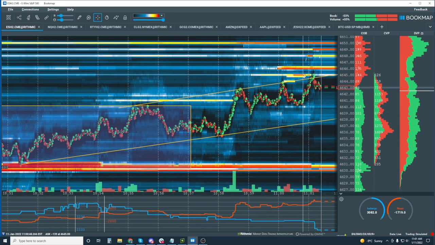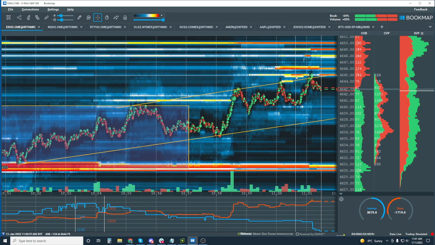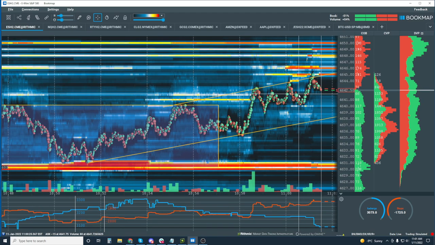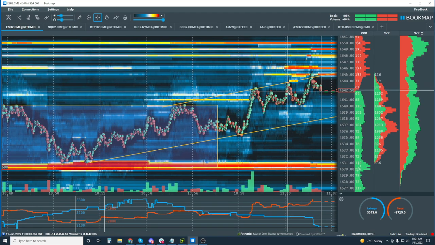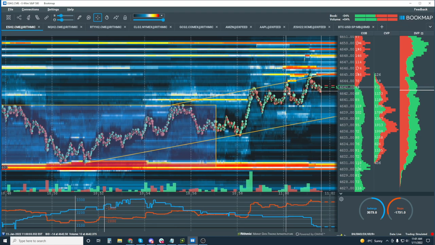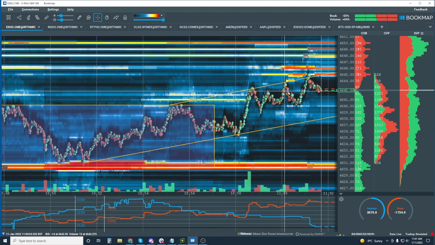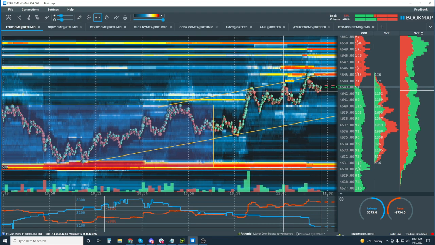Now, on a day like today, I like taking my partial profits on these moves, looking for a higher probability trade, and then getting some off the table. And then maybe look for another entry, or just another high probability opportunity.